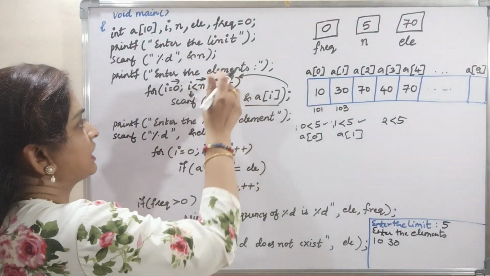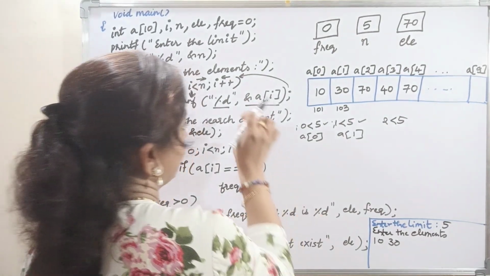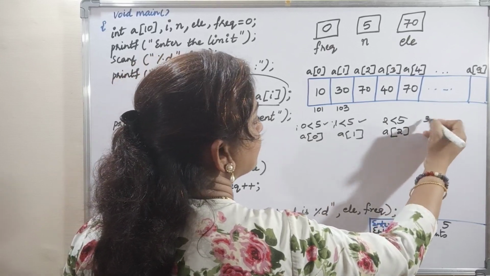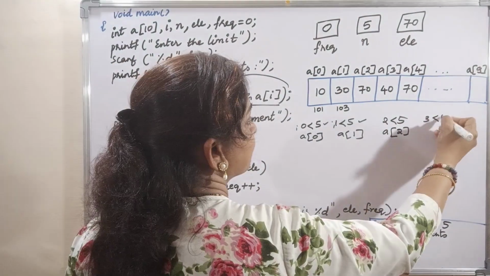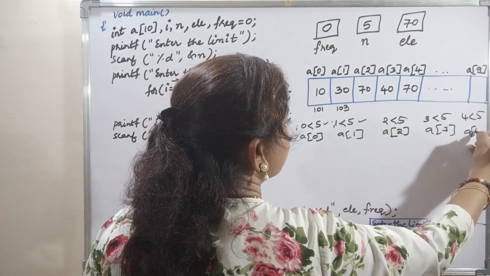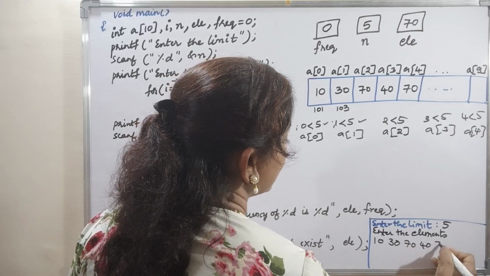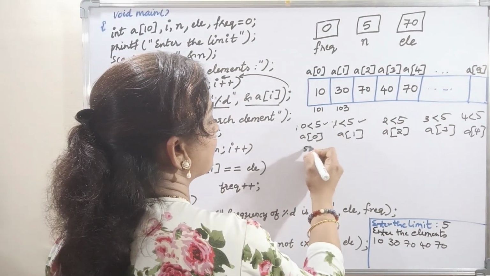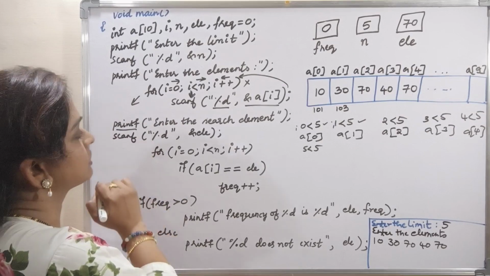Again check the condition, iteration and check the condition. If the condition is true, again execute the scanf statement and accept the value, so I just say a of 2. Then loop back, iterate, this is what iteration is, I gets increased. 3 less than 5, yes, accept the next value, 3, then 4 less than 5, accept the next value, a of 4. So I have accepted 10, 30, 70, 40 and then 70. So it has been stored in the respective address. Again loop back, 5 less than 5, condition not satisfied, the loop gets terminated, control goes to this printf statement.